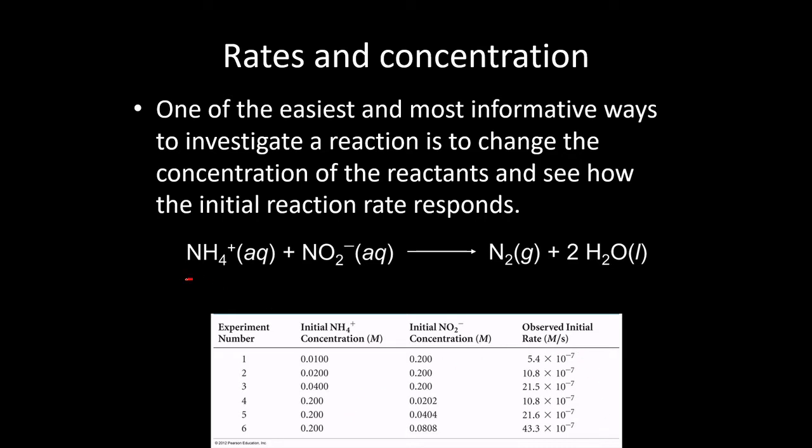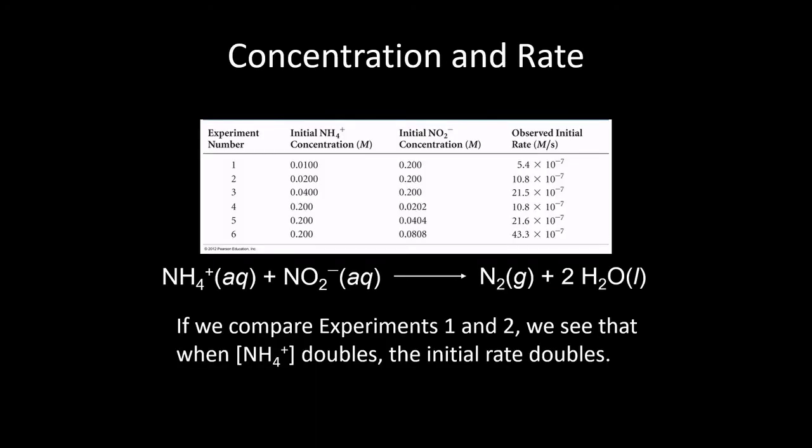And this is the reaction that's happening, by the way. So we have ammonium and nitrite as our two reactants, and that's what we're keeping track of. Those are the two concentrations that we are changing.